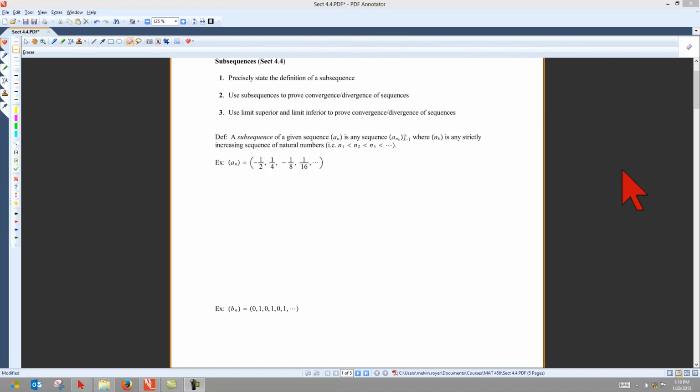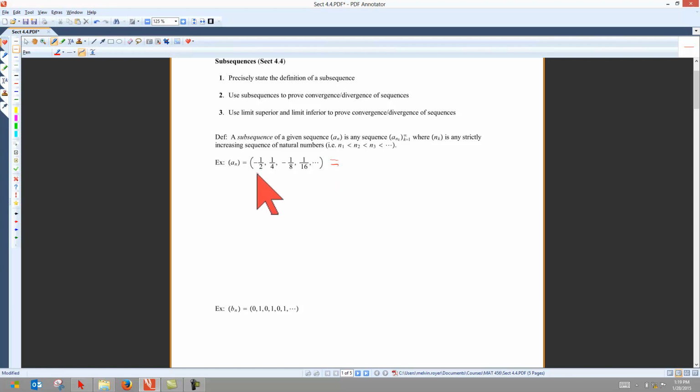We're still going to be investigating the convergence or divergence of sequences, and the method that we're using in this particular lesson deals with subsequences. Subsequences have many other uses as well. So here is the official definition of a subsequence. The idea is really very simple, so let's go straight to examples.